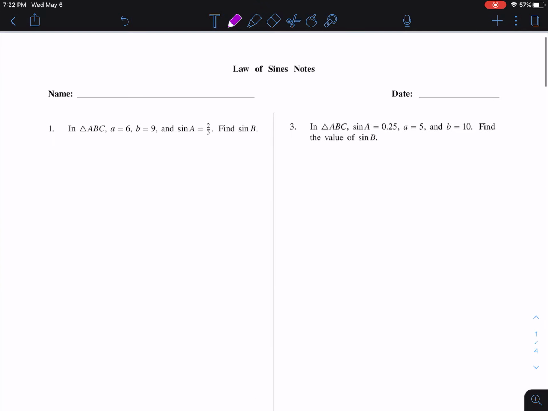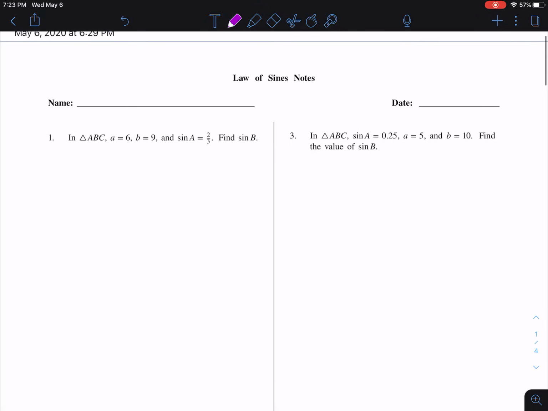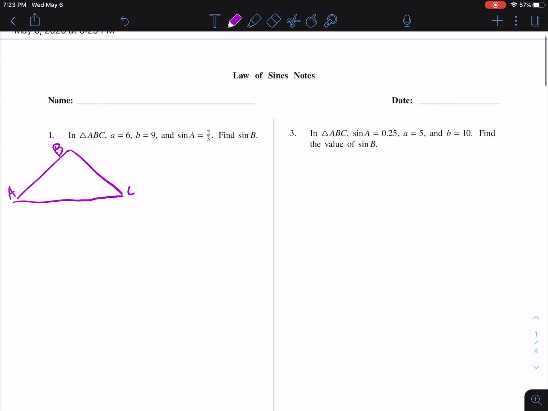So let's look at some examples and see what we're working with. Okay, so in triangle ABC, we've got to draw the picture. Remember, it doesn't have to be a right triangle here. Big difference from SOHCAHTOA, which needs to be on a right triangle. So side a is 6, that is opposite angle A. Side b is 9, that's opposite angle B. And side c, they didn't give us.